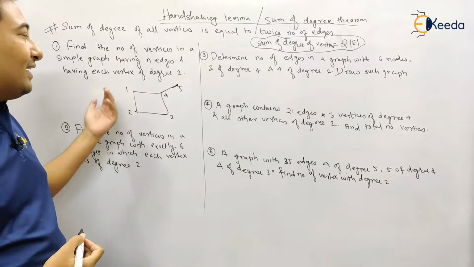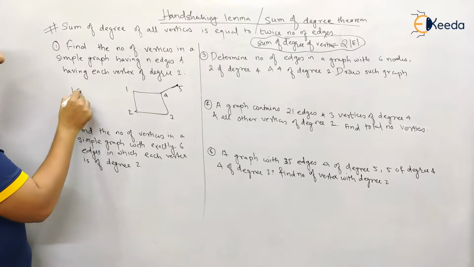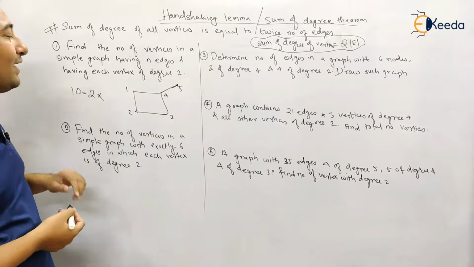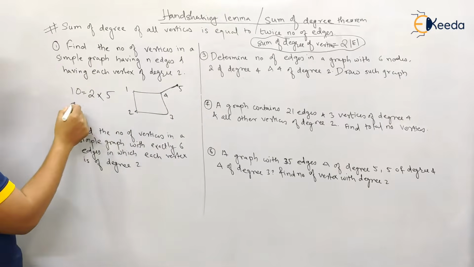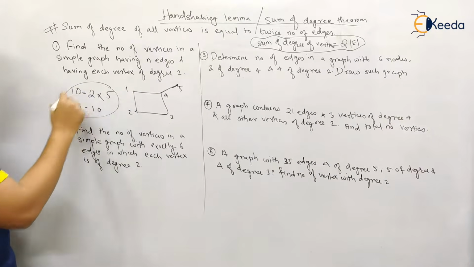So basically the sum of degrees is 10, equal to what? Twice into the number of edges. How many edges do we have? 1, 2, 3, 4 and 5. So see here, this is what the theorem is.